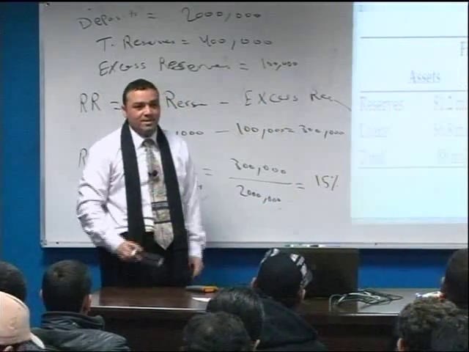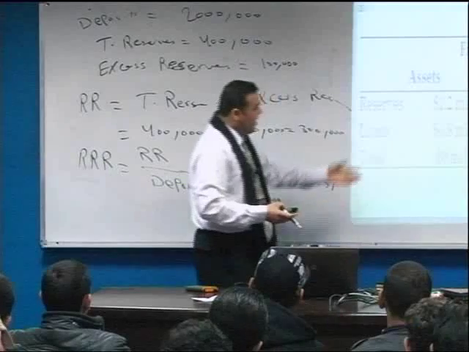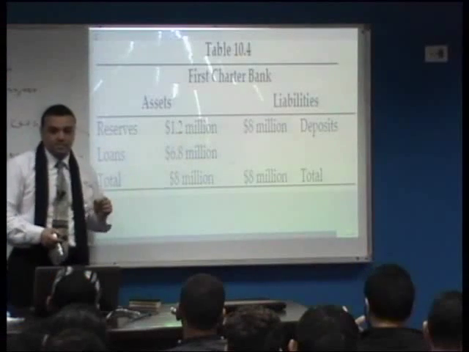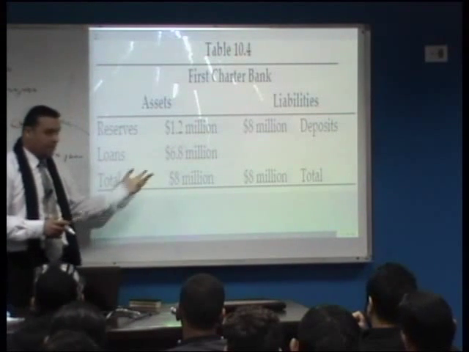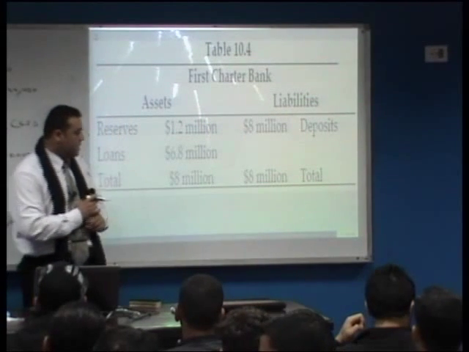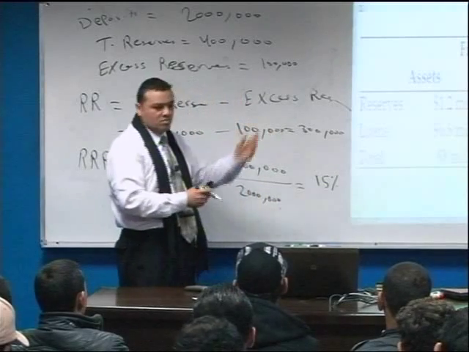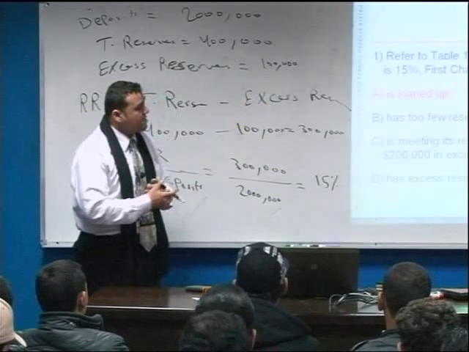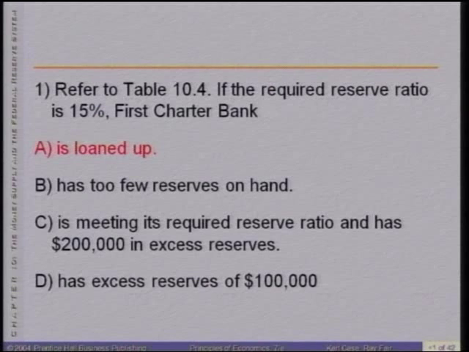Let's go to this example. As you see, everything is given here. So what is required? The total reserves equal 1.2 million. The loans equal 6.8. The total is 8 million, right? The liabilities, deposits, equal 8 million, and the total equals 8 million, right? Let's go to the exercise. If the required reserve ratio is 15%, the first charter bank is what?